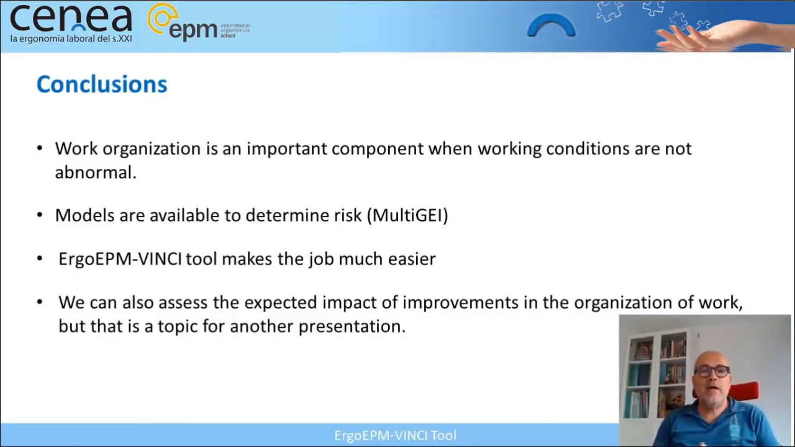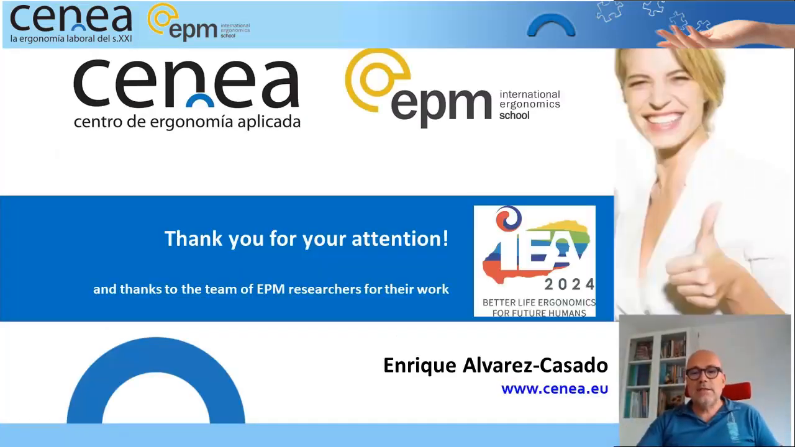And that is work that has already been done by a group of researchers from the UPM International Ergonomics School in agriculture and construction. And therefore, only by writing the work organization we automatically obtain the risk indices. And also using this model and this tool, we can simulate in a very simple way what is the expected impact on risk reduction due to changes in working conditions. But I think this is a topic for another presentation.